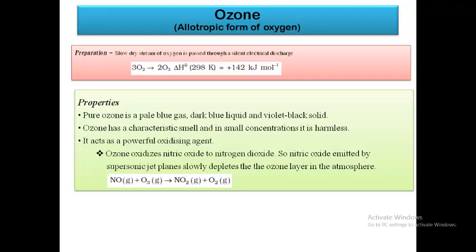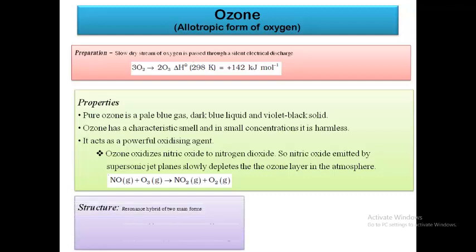Ozone oxidizes nitric oxide to nitrogen dioxide. The nitric oxide which is emitted by supersonic jet planes is oxidized by ozone present in nature to nitrogen dioxide. As a result, it depletes the ozone layer. The structure of ozone is an angular shape. It is a resonance hybrid of the following two different forms.